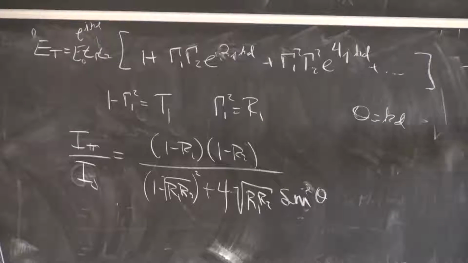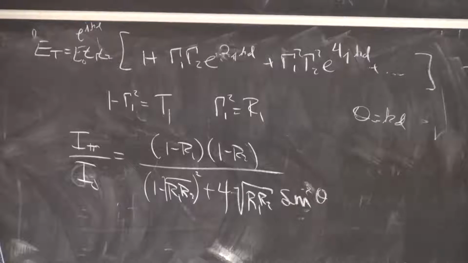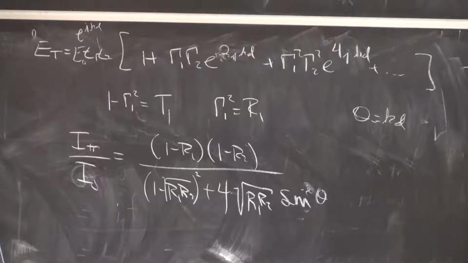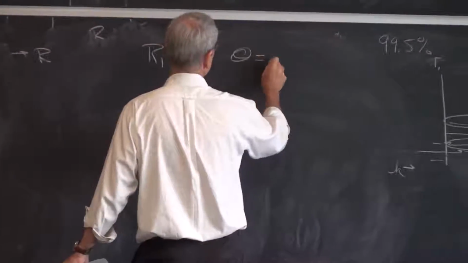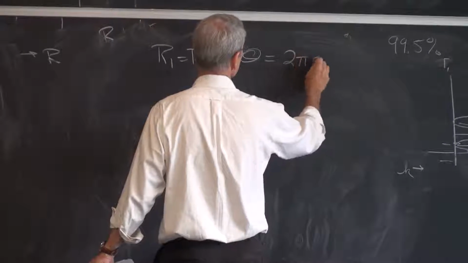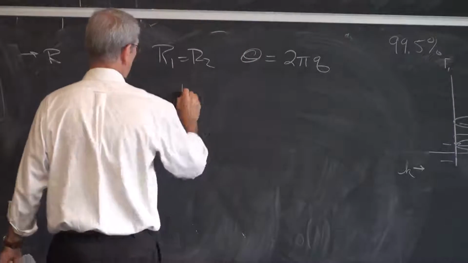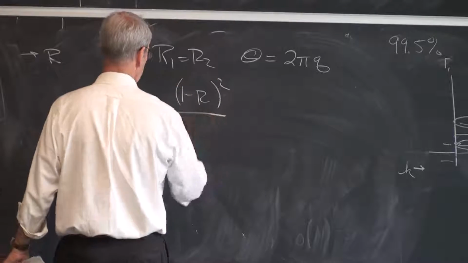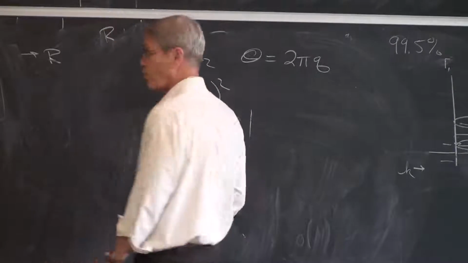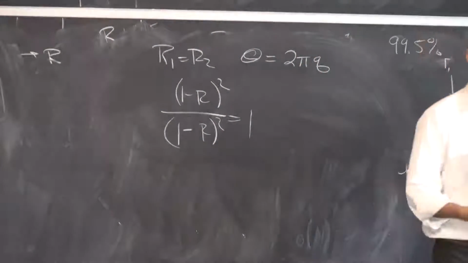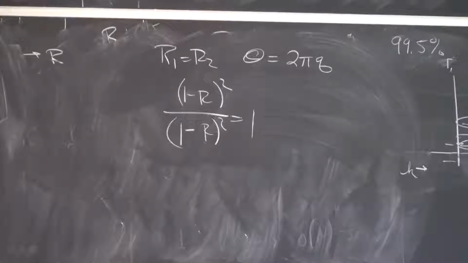Let's look at that. Let's say we're on resonance, like we were talking about, and so KD equals some integer number times pi, so the sine term equals 0, and let's let R1 equal R2. Let's just have a nice balanced cavity. So R1 equals R2, theta equals 2 pi times Q. This becomes 1 minus R squared over 1 minus R squared, which equals 1. So my transmission is 1, and I get perfect transmission in this thing when I'm right on resonance.